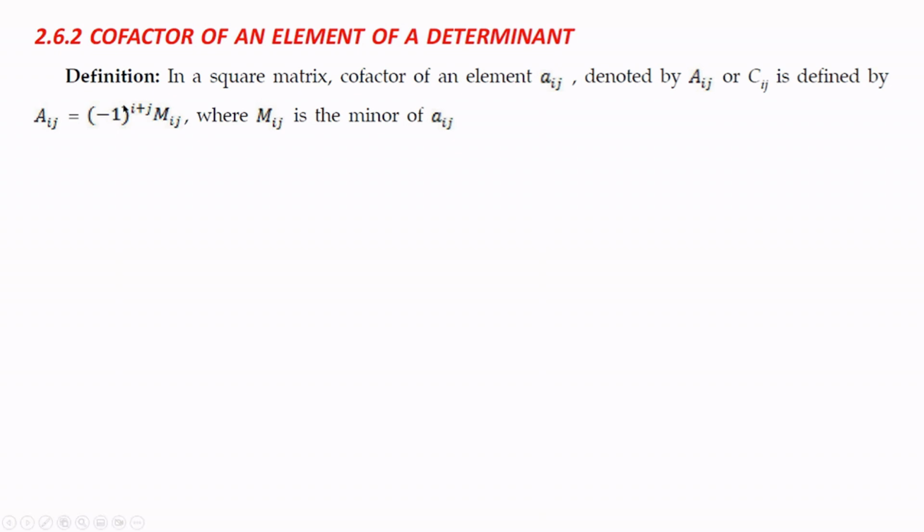And next we have cofactor of an element of a determinant. In a square matrix, cofactor of an element Aij, which is denoted by capital Aij or Cij, is defined by Aij equal to minus 1 the whole raised to i plus j Mij, where Mij is the minor of the element Aij. So this is cofactor of an element of a determinant.